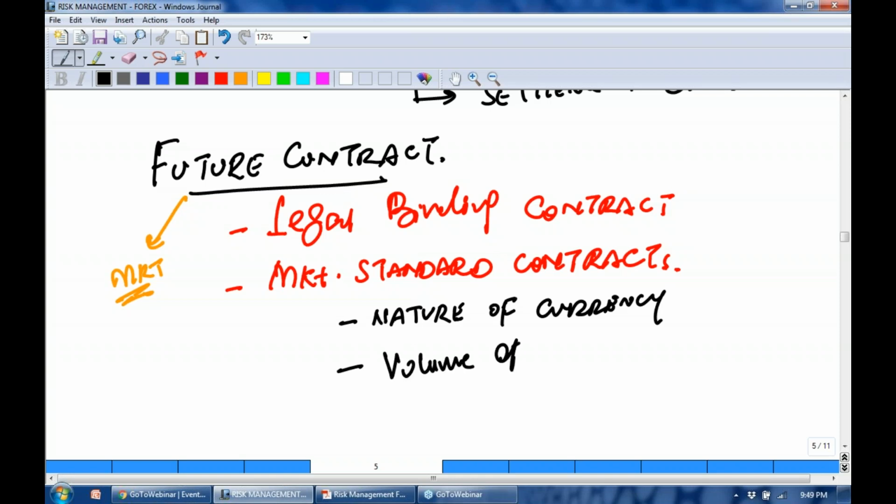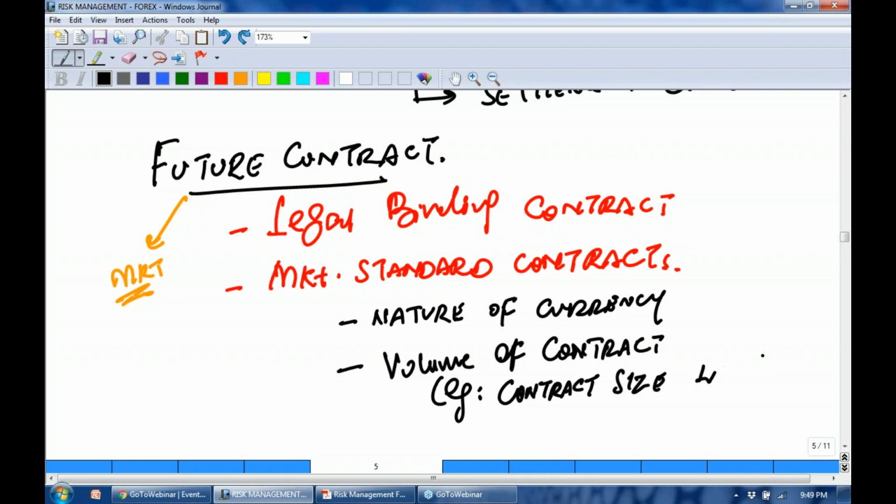Volume of contract. Example, contract size. For example, contract size sterling 10,000, and we need to protect 100,000 sterling. That means we have to put in 10 contracts. So the market standard is 10,000, and we have adjusted by taking 10 contracts of futures.